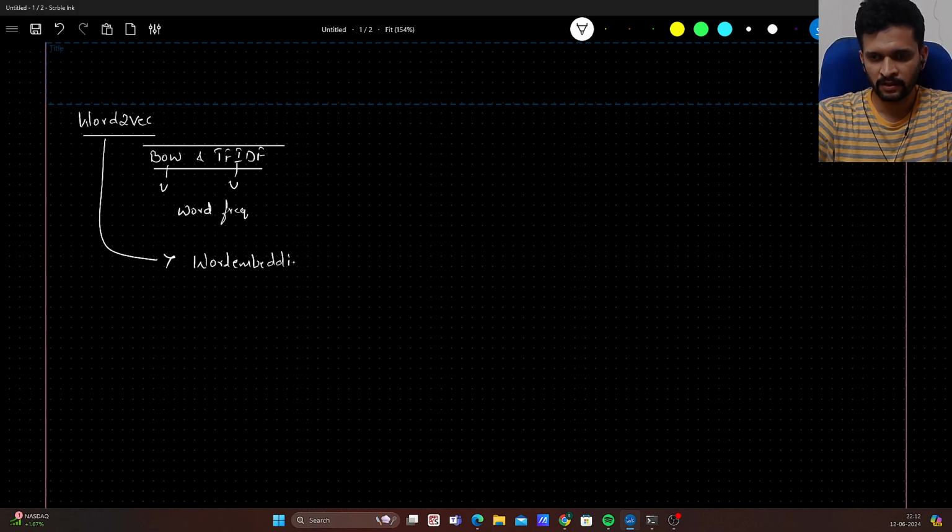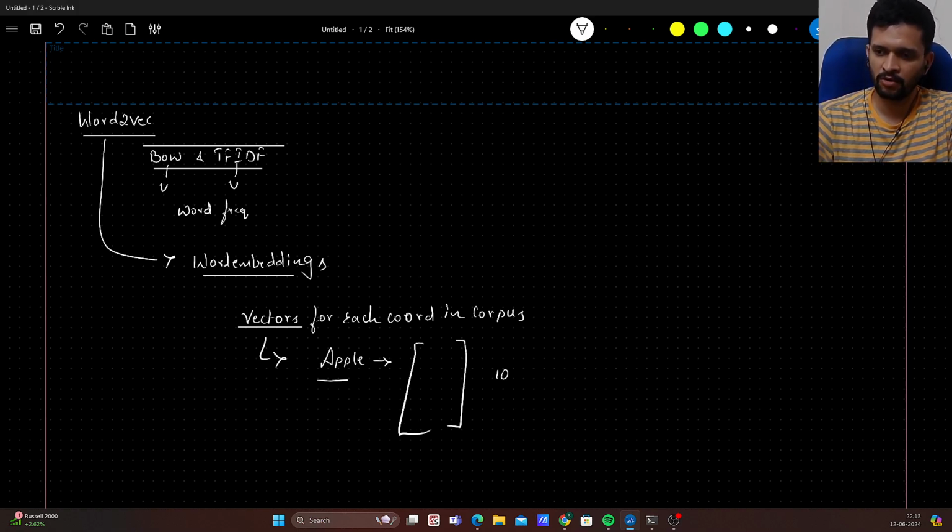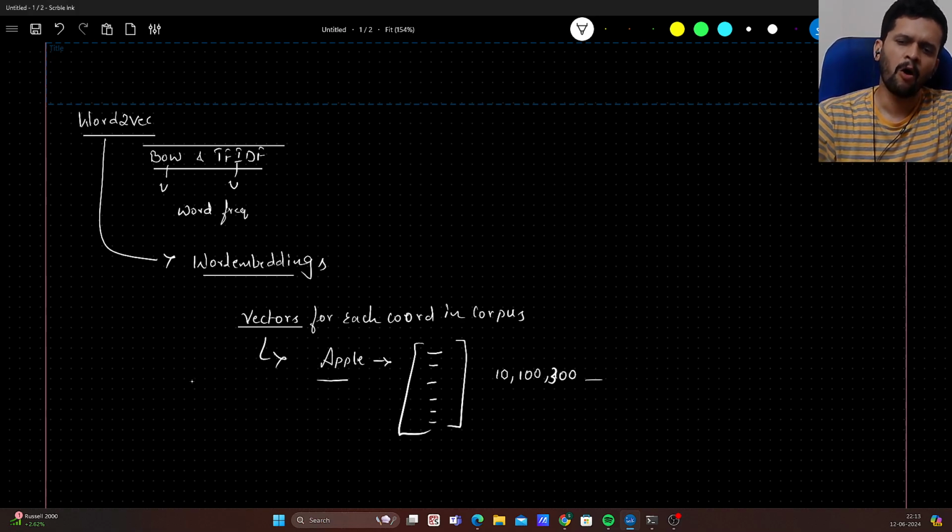Word embeddings. What are these? Word embeddings are vectors for each word in our corpus. And these vectors can be of any dimension. So let's say we have a word apple, and we want to represent this apple in a vector of dimension 10, or 100, or 300, any number of dimensions. We will have that prepared with the help of this Word2Vec algorithm, not only for one word, but for all the words in our corpus.